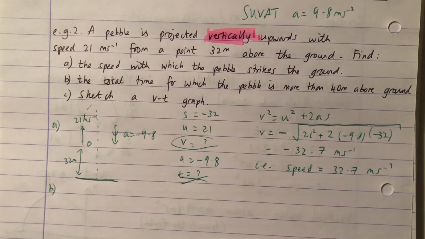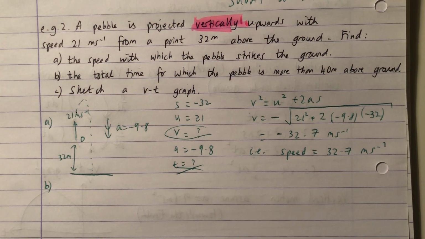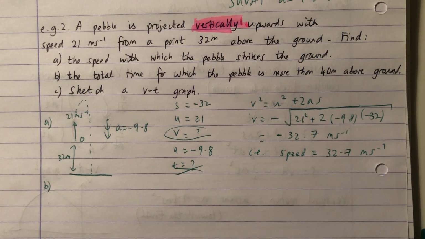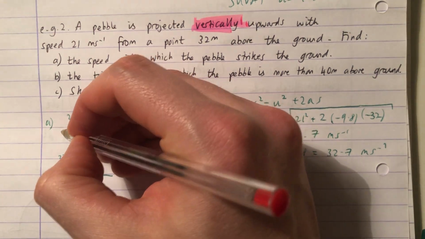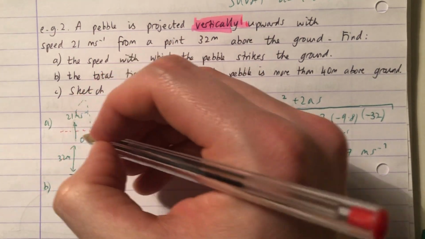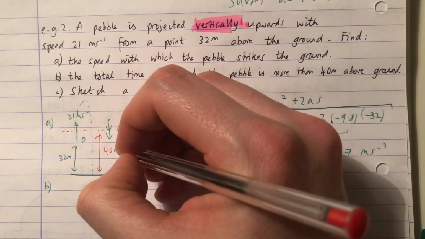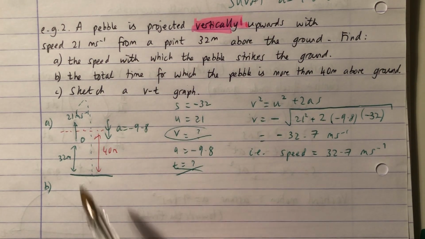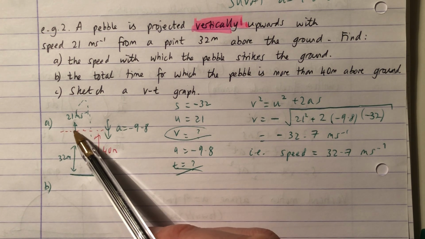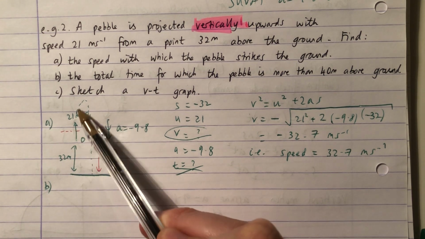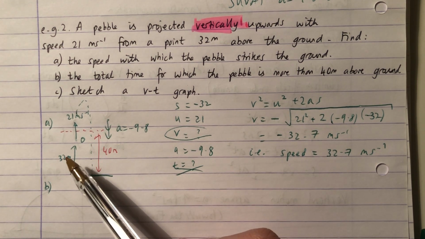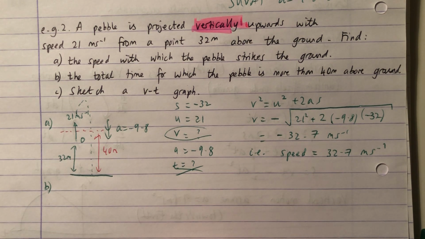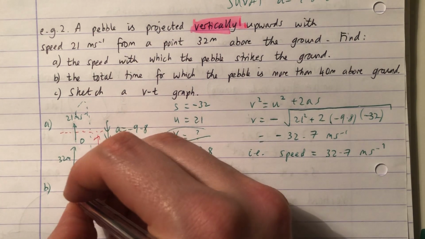Part B, we want to find the total time for which the pebble is more than 40 meters above the ground. So obviously it's already 32, but at some point it's going to be a little bit higher, so we want that distance to be 40. If we knew the time where it first passed the 40 meter threshold and then the time where it returned to the 40 meter threshold, the total time for which it is above that would be the difference in those two times. So it's another SUVAT question.